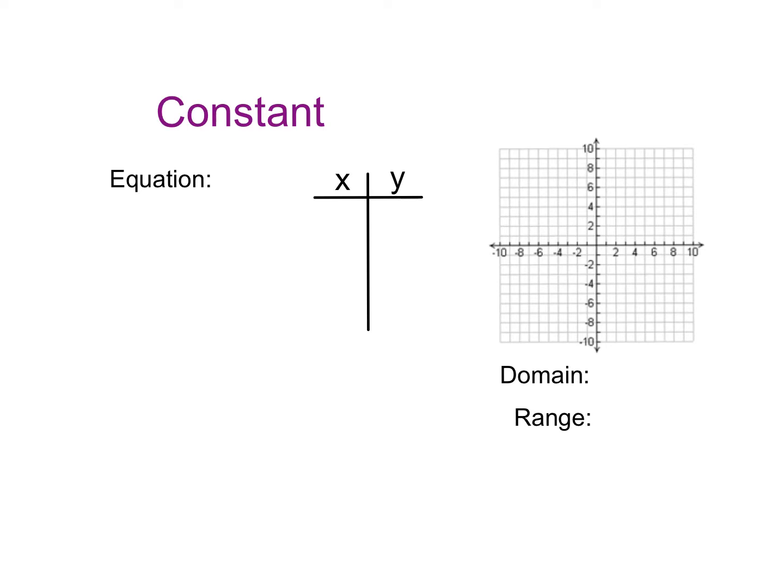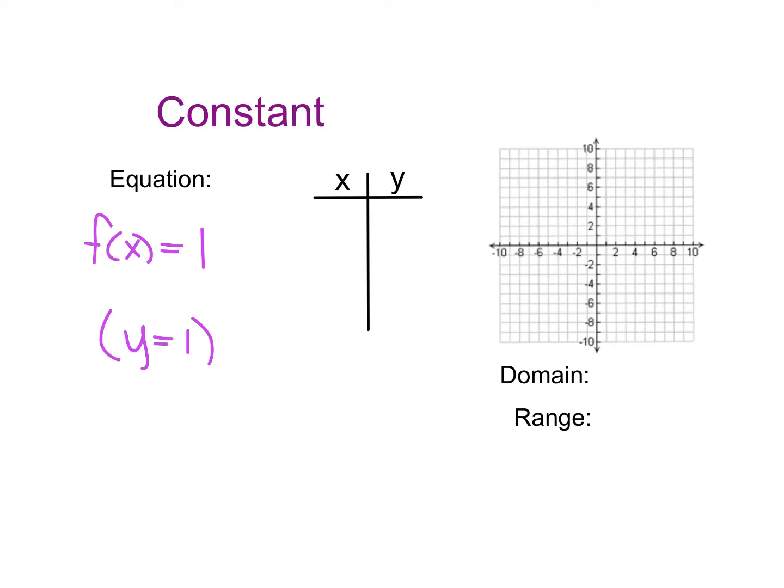The constant function, if we write down the equation, is f of x is equal to 1. And remember, f of x is just fancy function notation, so this really means y is equal to 1. And this is the simplest constant function that exists. Now from here, we're going to create a table of values using that equation.